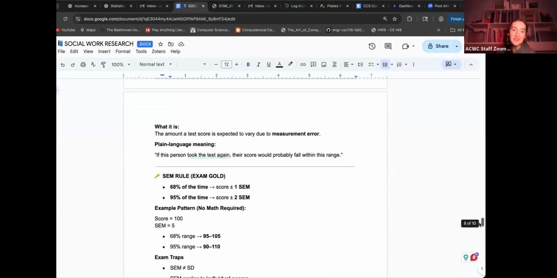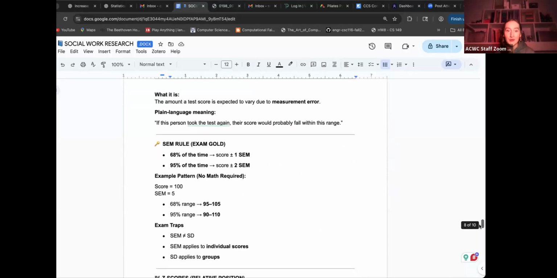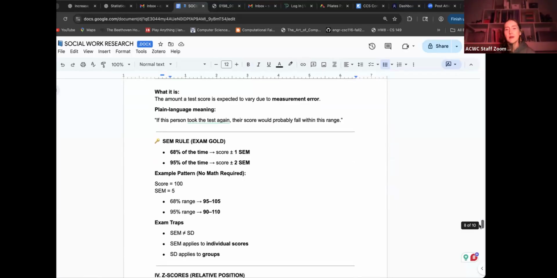Standard error of measurement. We've almost made it, y'all. When you have the standard error of measurement, it's just how much will your test score vary? If you keep taking the same test over and over, how much is your test score going to vary due to measurement error? So let's say Jennifer takes her test, and then she takes it again, and then again. Poor Jennifer, she keeps taking the same test over and over.